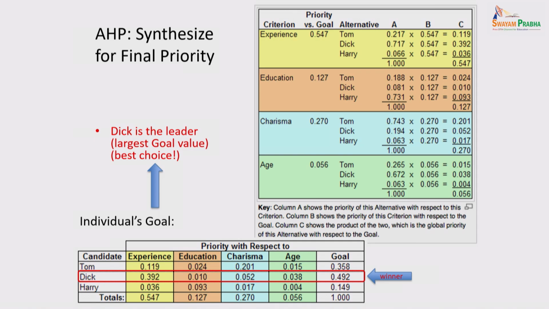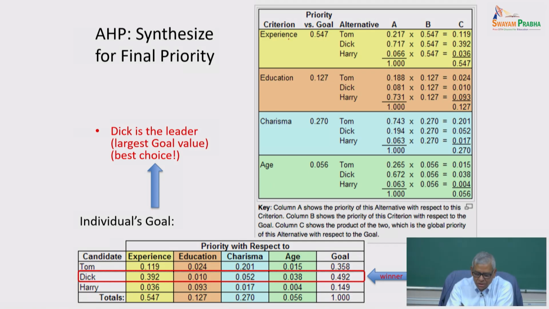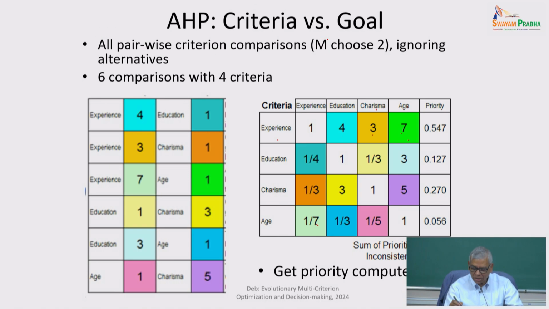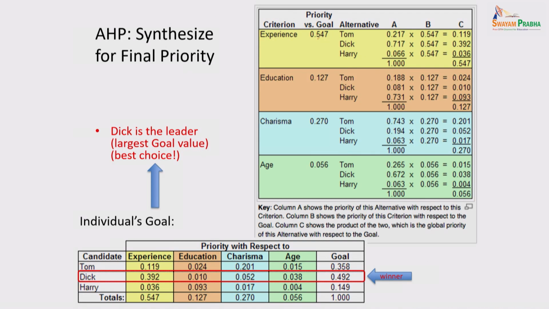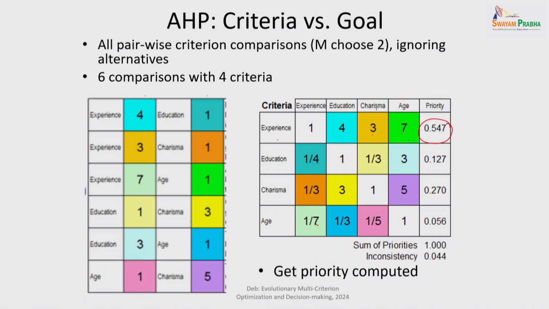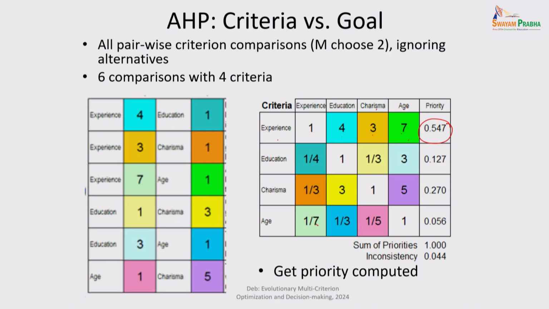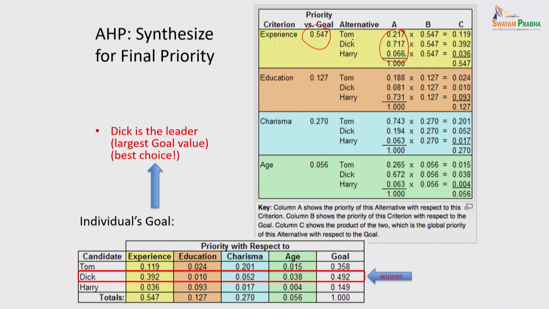Make this big table where you say 4 different criteria, each of them has 3 solutions. So this experience, the priority value comes from here, 0.547, you put it over here. And then for experience, for Tom, these 3 numbers come from here, 0.217, 0.717, 0.066. Okay. Then you multiply these 2, put it here, multiply this with that, put it here, and multiply this with that and put it here. Their sum has to be this, because their sum is 1. So since you multiply, this has to be this.